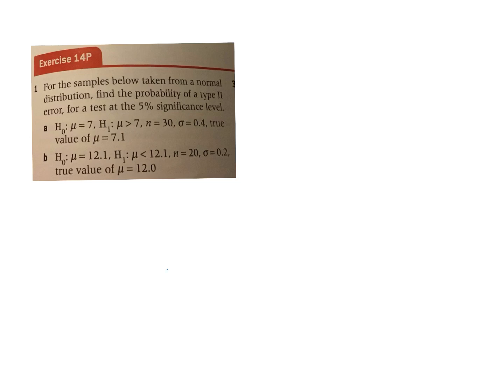Okay, so in this particular problem here, we are told we have a normal distribution, and that's key, that it's normal. We're looking for type 2, 5% significance, where this is the mu and the alternative hypothesis, n is 30, which will be important, the standard deviation, and then the true value is this.